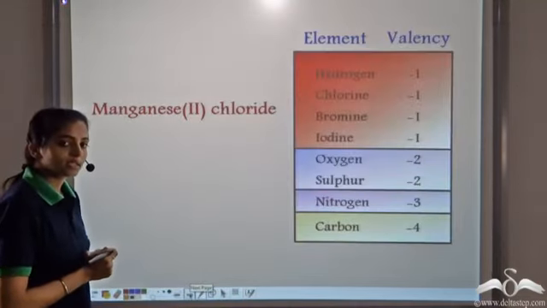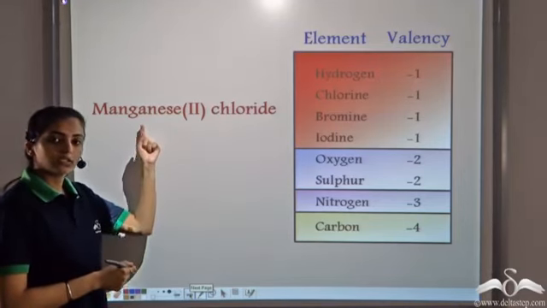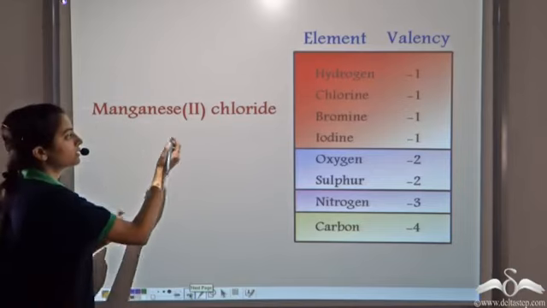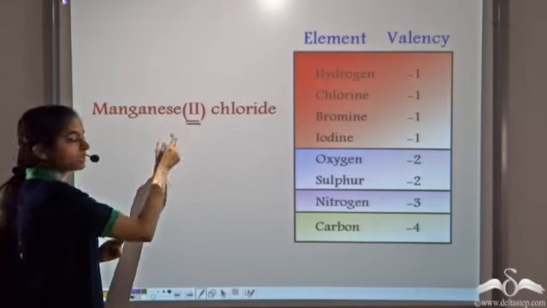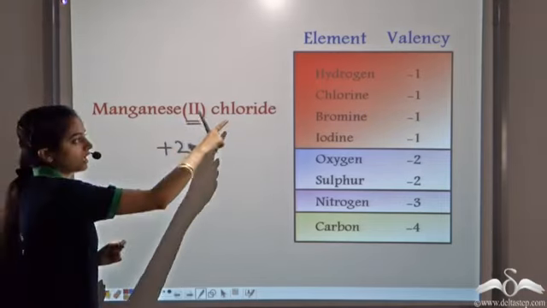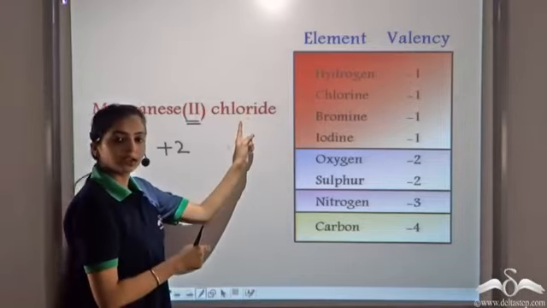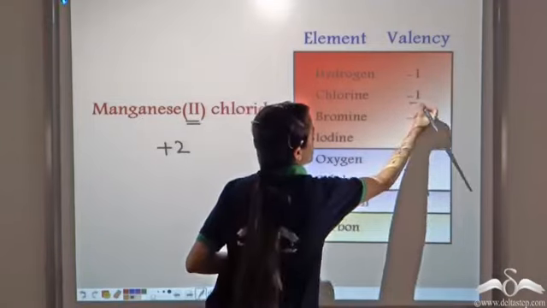Now we check for the valencies. So manganese chloride. We know that manganese in this case is showing variable valency. The valency is shown by the Roman numerals. So in this compound, manganese shows +2 valency. And chloride, we know the non-metal in this case is chlorine. So the valency for chlorine is -1.